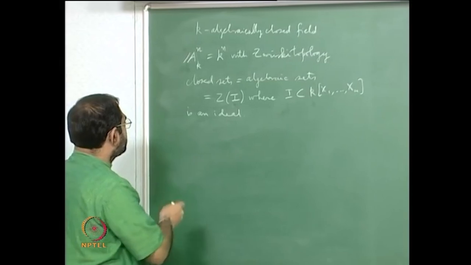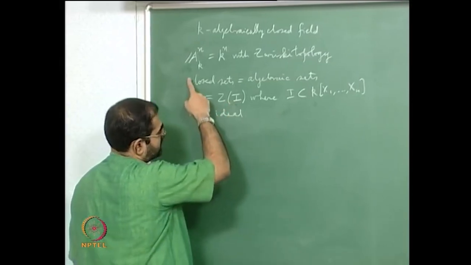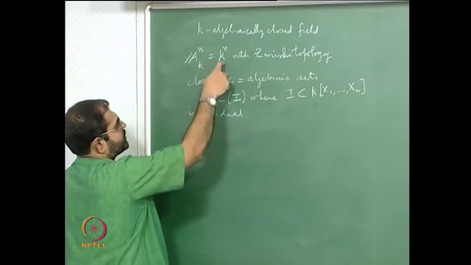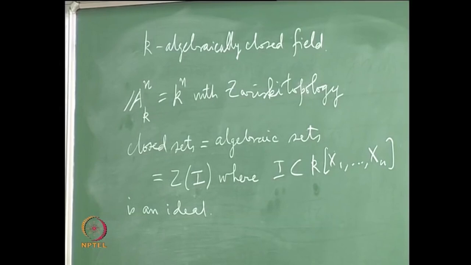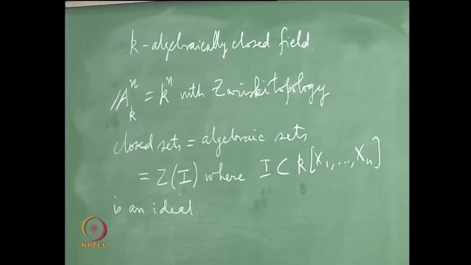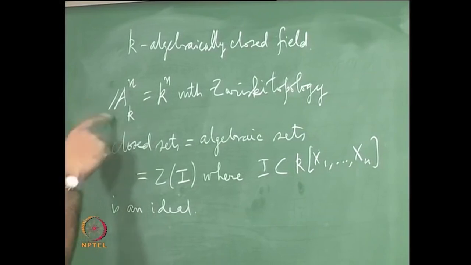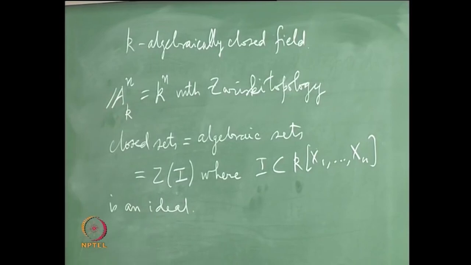And now the point is that we checked that this is a topology on this space, okay. That is, this definition satisfies the axioms for closed sets of a topological space. So Kn becomes An with this topology, which is called the Zariski topology.